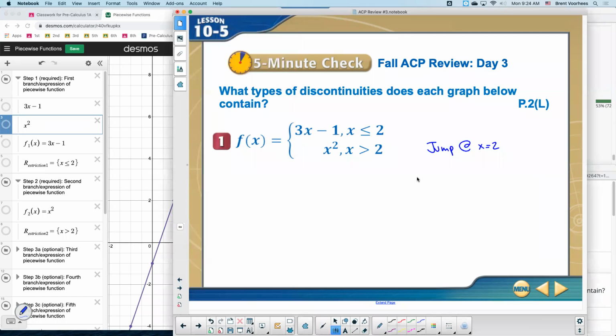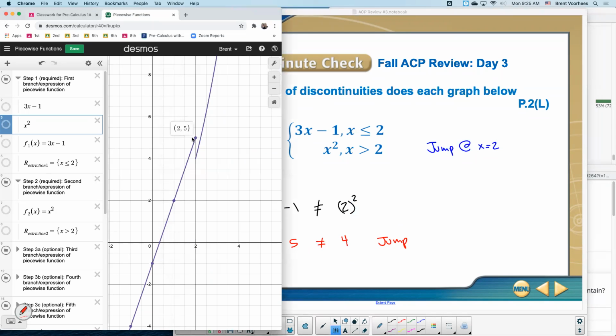Now, algebraically, why is it a jump? Because if you plug in the number 2, these 2 will not equal each other. If it was continuous, what would happen is if you plugged in 2 to this side and plugged in 2 to this side, they would equal each other. If they equal each other, they're continuous. But if they do not equal each other, then it's what we call a jump discontinuity. In this case, they're not going to be equal. 3 times 2 is 6, minus 1, I get 5. And over here, I get 4. 5 does not equal 4. That's why it's a jump discontinuity, algebraically speaking.